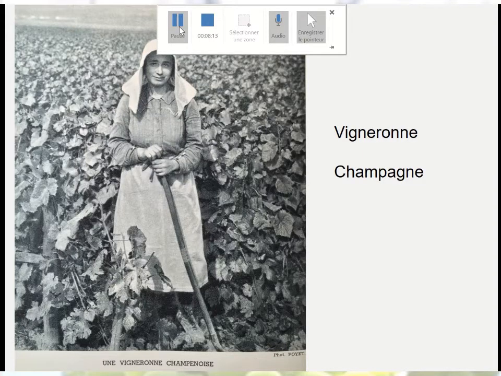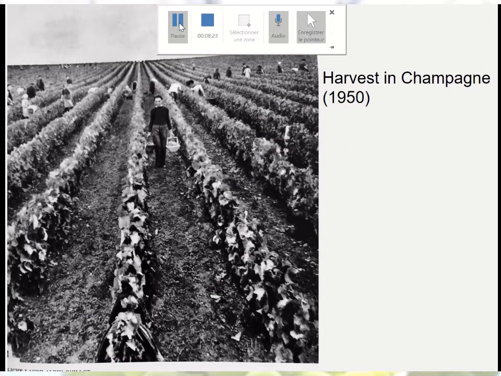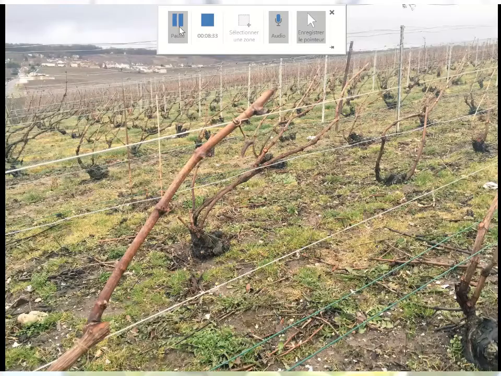Around 1950, after World War II, it was possible to see again some vines in Champagne. And then people started to organize everything in rows. But you see that in those days, the height of the vegetation was quite low. This is the Chablis training and pruning system in Champagne nowadays.